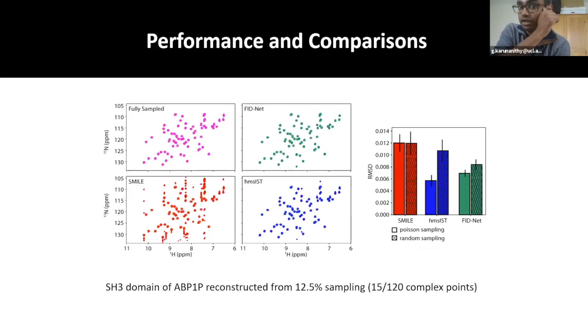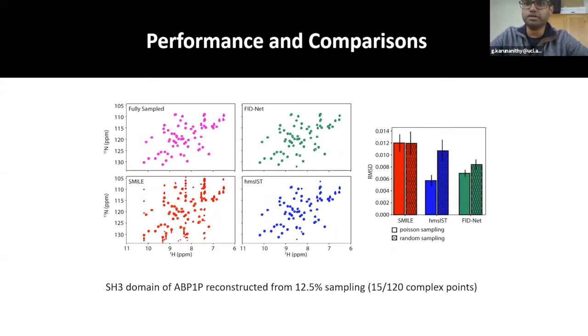So this is the SH3 domain of ABP1P. Here we're looking at very low sampling rates, so 12.5%. In pink is the fully sampled spectrum, so collecting all 120 points, and then from that we've taken out 87.5% of the points and tried each of the algorithms on it. And on the right, you'll see the RMSDs. A lower RMSD means a better reconstruction, and those are the average of 100 reconstructions. And then an example is shown on the panel on the left.